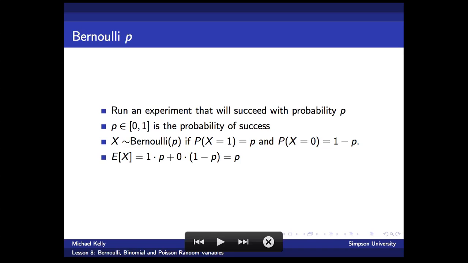So you could think of our experiment as we flip a coin, and the success is heads. So there's a 1/2 chance of getting heads, so p equals 1/2. And the expected value of the number of heads we're going to get is then 1/2. So it's just actually p itself.